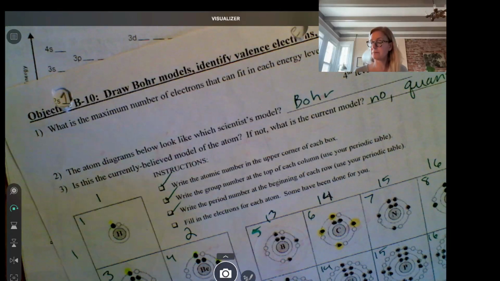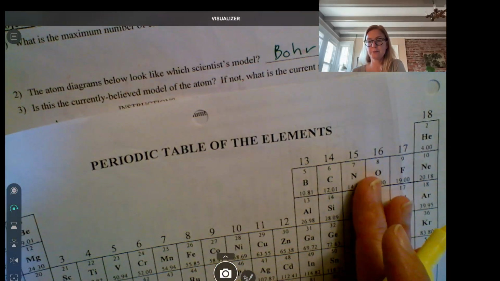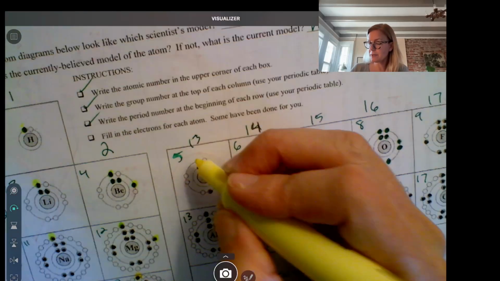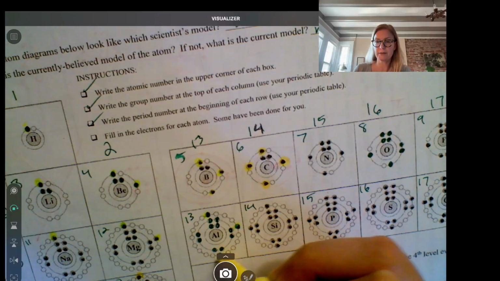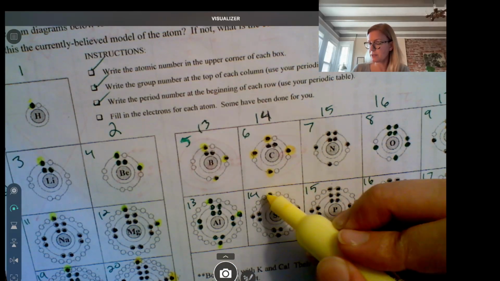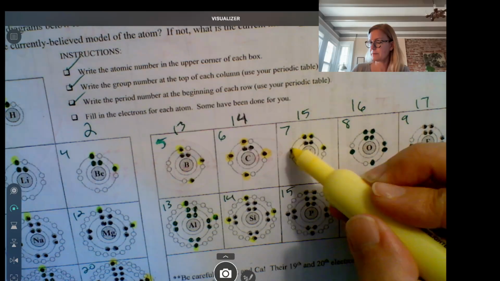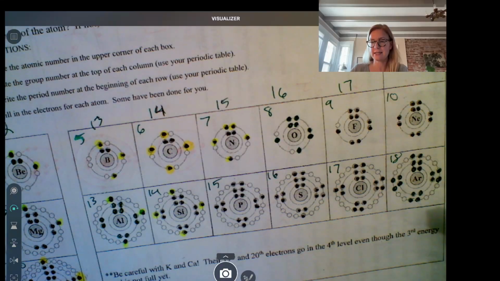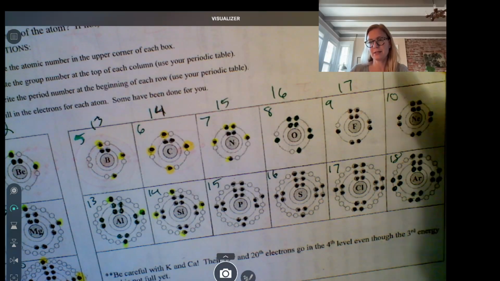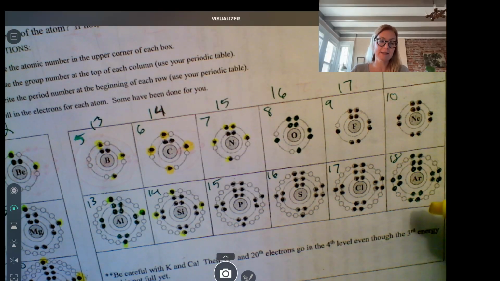Skip all the way over. There's a break here where we're skipping all the way to group 13. Group 13 has 3 valence electrons: 1, 2, 3. Group 14 has 4 valence electrons: 1, 2, 3, 4. Group 15 has 5. Group 16 has 6. Group 17 has 7. Group 18 has 8, with the exception of helium. Helium's a little weird because it only has the 1st energy level and it can only hold 2. But everything else in group 18 has 8 valence electrons.